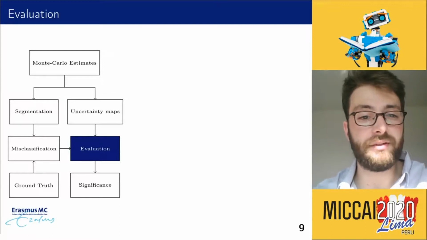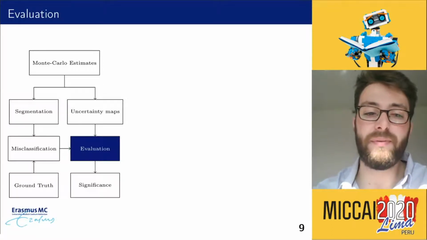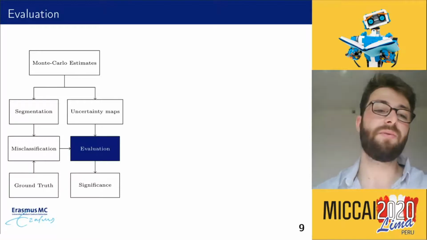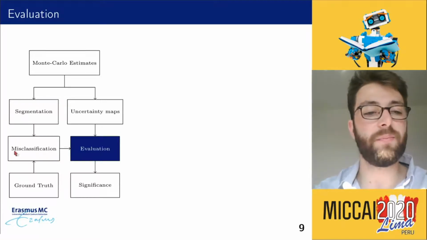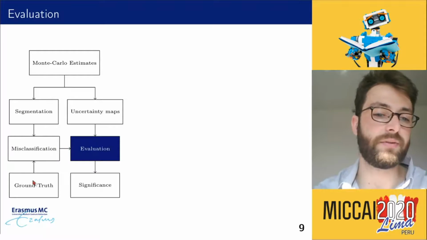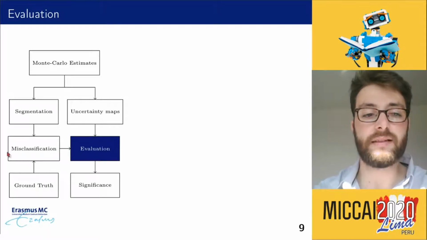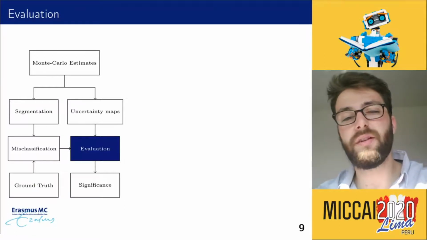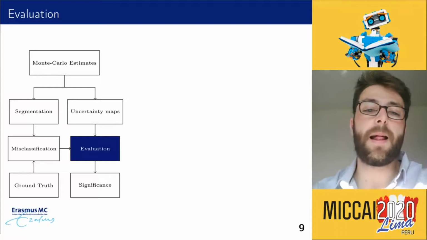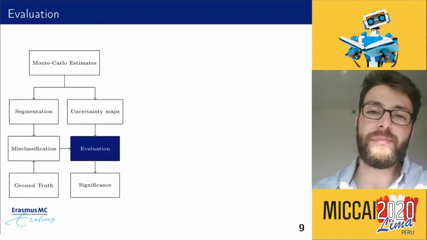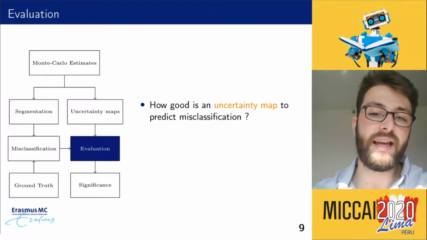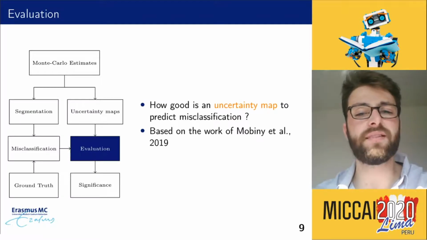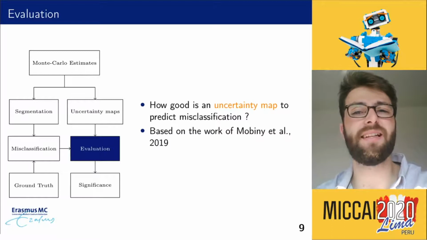Now that we defined all of our uncertainty maps, let's evaluate them. And to do so, I would like to point out that we modified our diagram a bit to introduce the misclassification, which is obtained from the segmentation and ground truth. We can then get the misclassification voxel-wise. And the question about the evaluation of an uncertainty map is, how good is my uncertainty map at predicting misclassification? And this is based on the work of Mobiny in 2019.